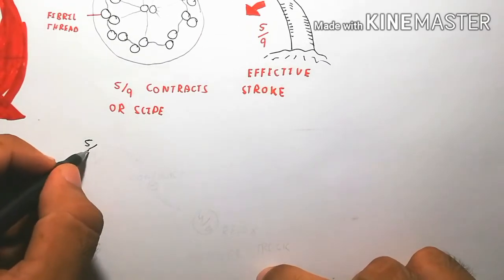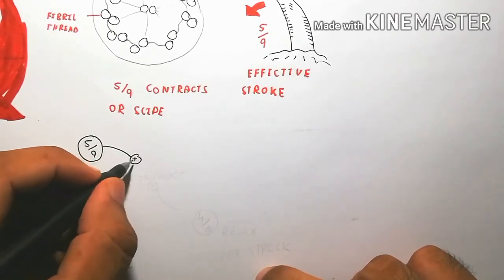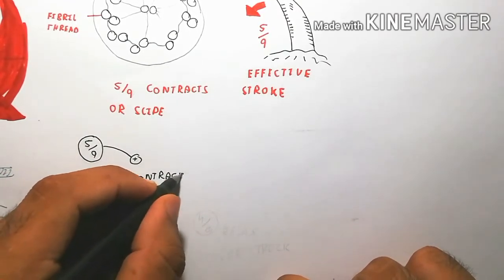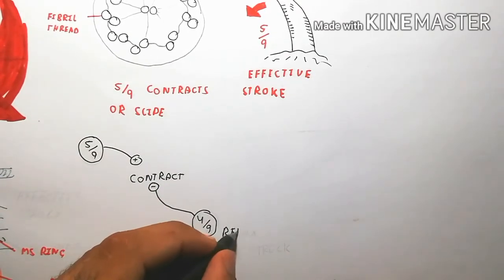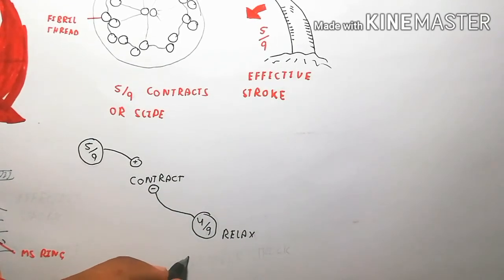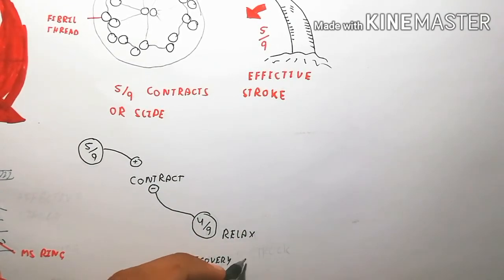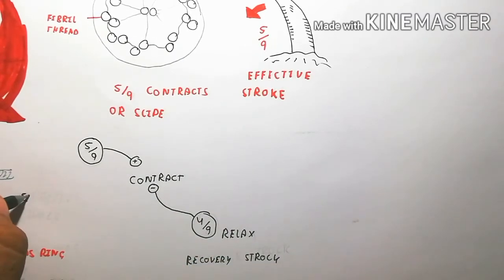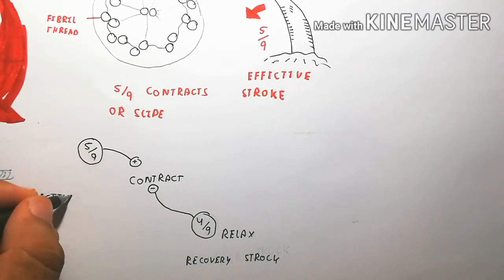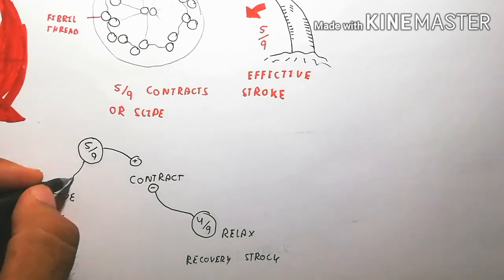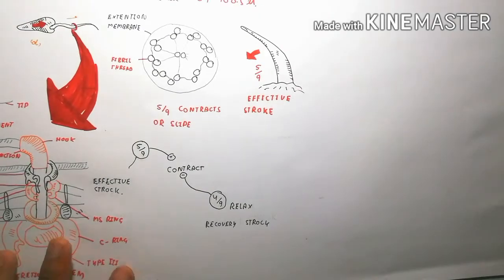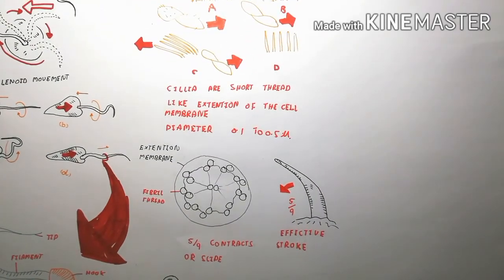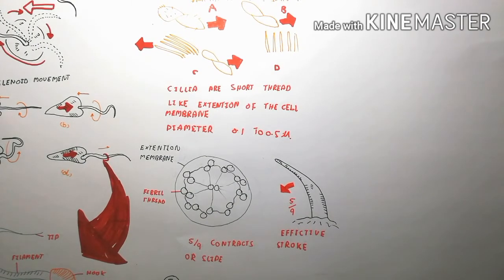And on the other hand, after the effective stroke, it contracts again, and after that comes relaxation by the 4/9 contraction, that is known as the recovery stroke. And after the 5/9 contraction, 4 is left behind, which contracts and relaxes another 5 to straighten again. So thanks.